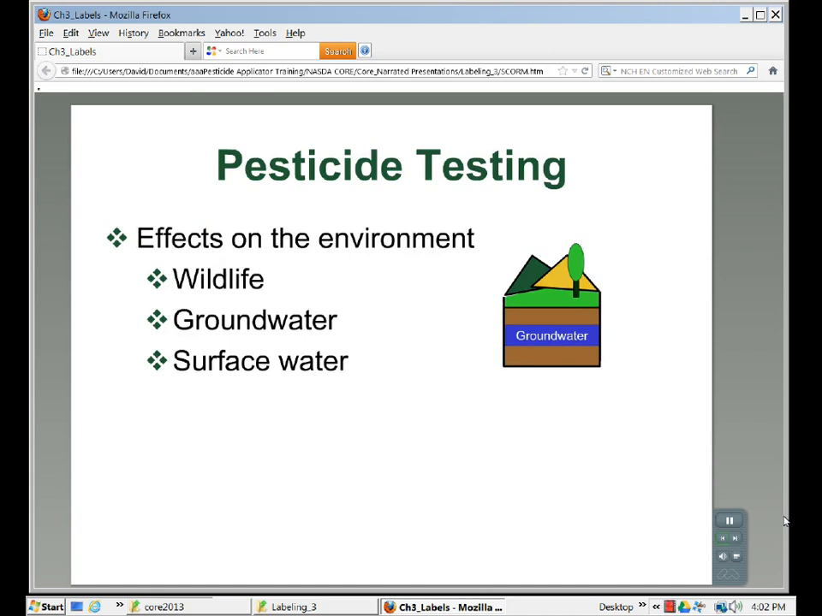The environmental impacts that could result from application of a pesticide must be determined prior to product registration. How does the pesticide affect bees, birds, fish, and other wildlife? Does the pesticide move readily with water and have the potential to enter surface or groundwater?